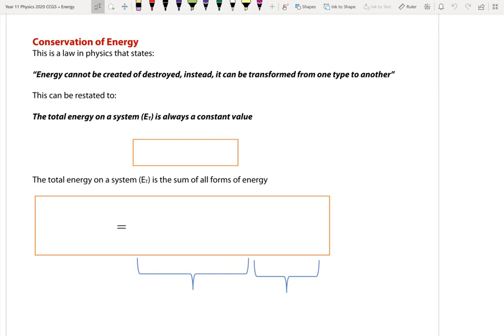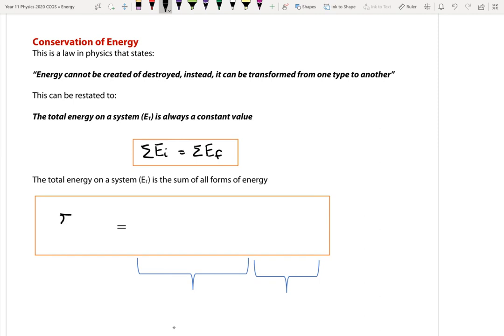So, this is another law. We looked at conservation of momentum. That's a law that is always conserved. Same goes for energy, okay? So, the total energy in a system is always a constant value, and you can write that a few different ways. You could say the sum of energy initial will equal the sum of energy final. We can expand out what the sum of the energy is, all right?